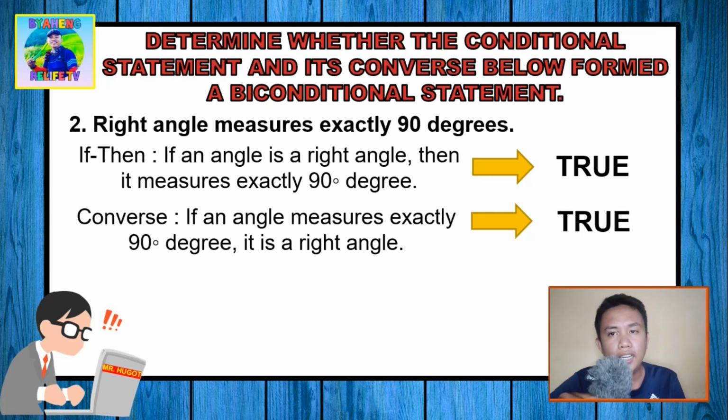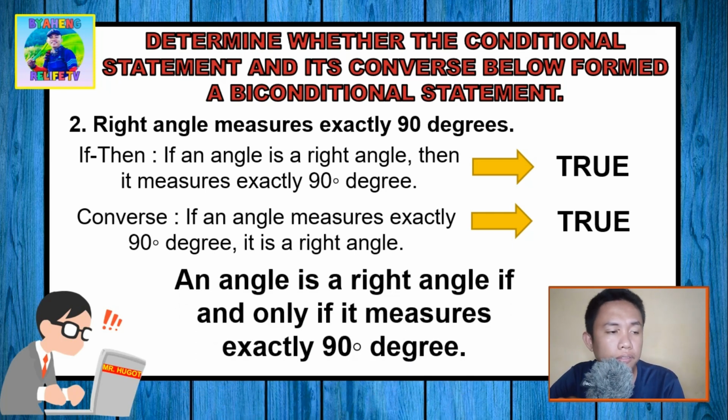So, tingin nyo, ano guys yung maging biconditional statement natin out of our example? So, knowing that guys, ito po yun. An angle is a right angle if and only if it measures 90 degrees. So, ang angle daw ay right angle lamang kung at kapag siya daw ay may measure na 90 degrees.